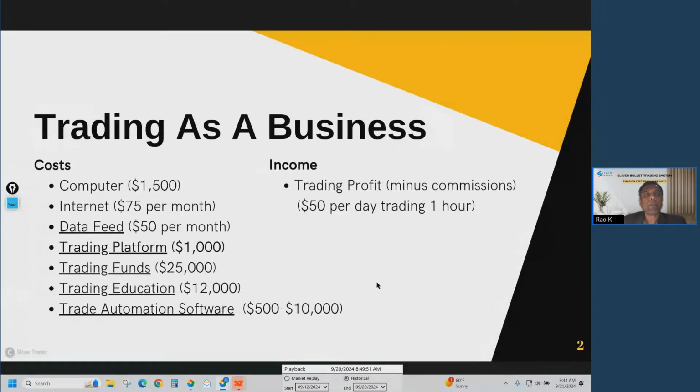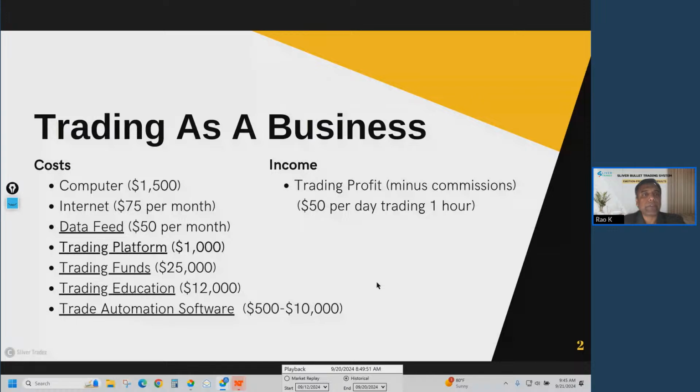But before we get started, let's look at trading as a business. Trading, what we are promoting, our style of trading is not gambling. It's not a get-rich overnight scheme. It's a disciplined act. You have to look at it not as a hobby, but as a business. And when it's a business, it has two components: the cost component and the income component. Right. So let's first look at the cost component of this trading business.